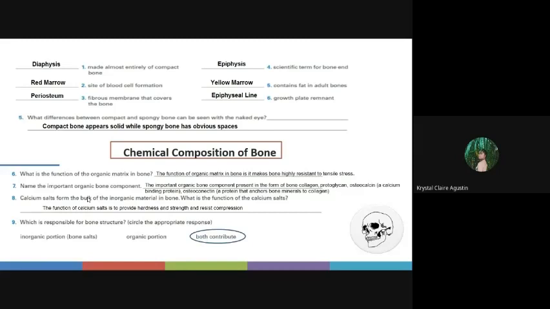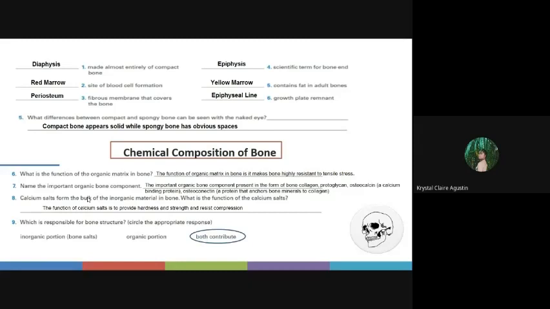So let's move on to the chemical composition of bone. What is the function of the organic matrix in bone? The function of the organic matrix in bone is to make bone highly resistant to tensile stress. Number 7, name the important organic bone components. They are bone collagen, proteoglycans, osteocalcin, a calcium-binding protein, and osteonectin, a protein that anchors bone minerals to collagen.